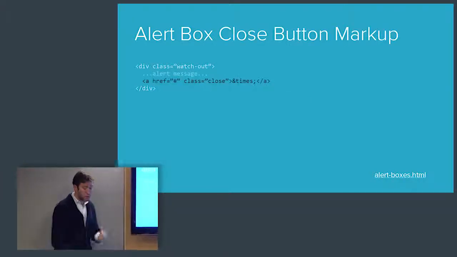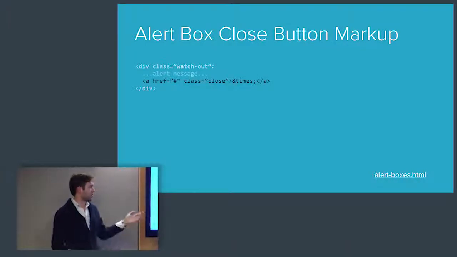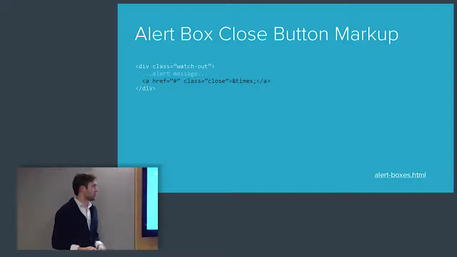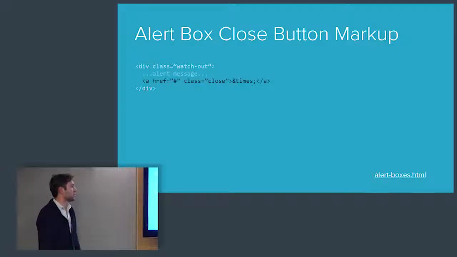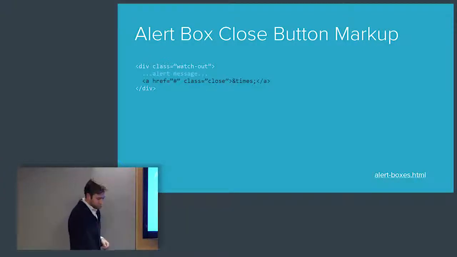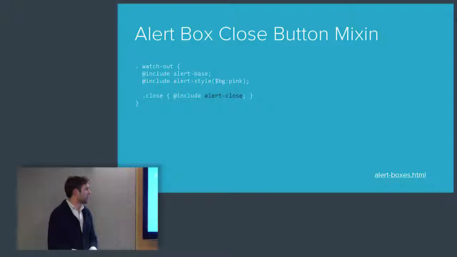We can also add a close button to the alert box as well. It's just an anchor link with whatever class you want. We're calling it close because that's what it does. It's pretty semantic. And the character in there is just the multiplication symbol because it's a nice symmetrical little square X, but it can be whatever you want it to be. And then we just pass the alert close mixin to the close button.